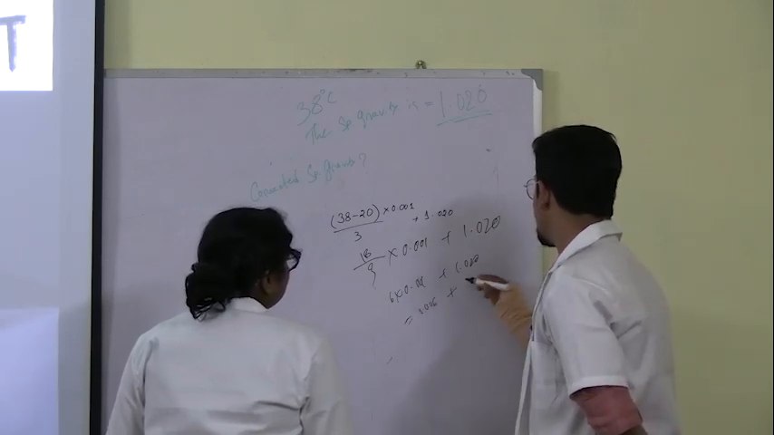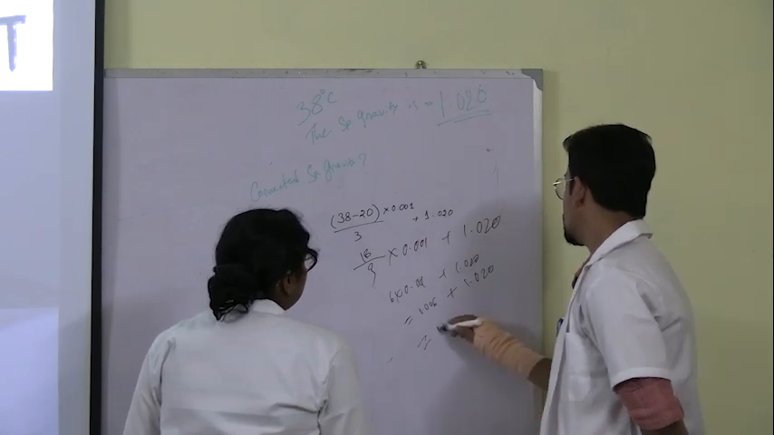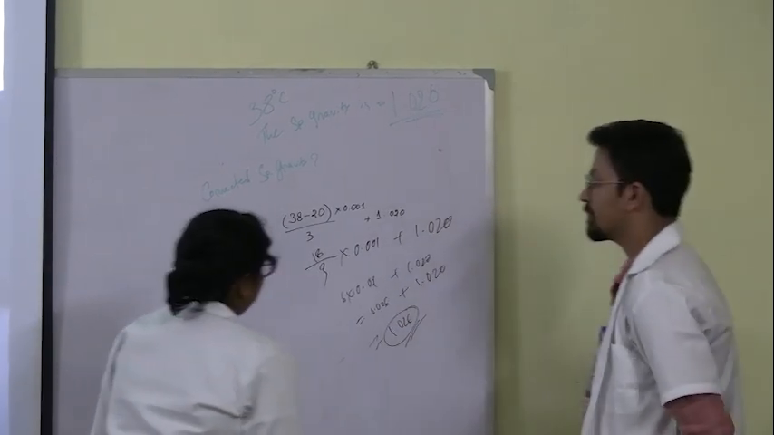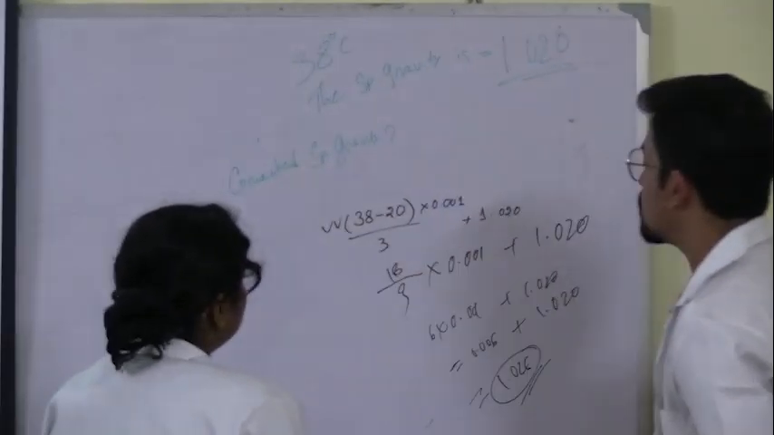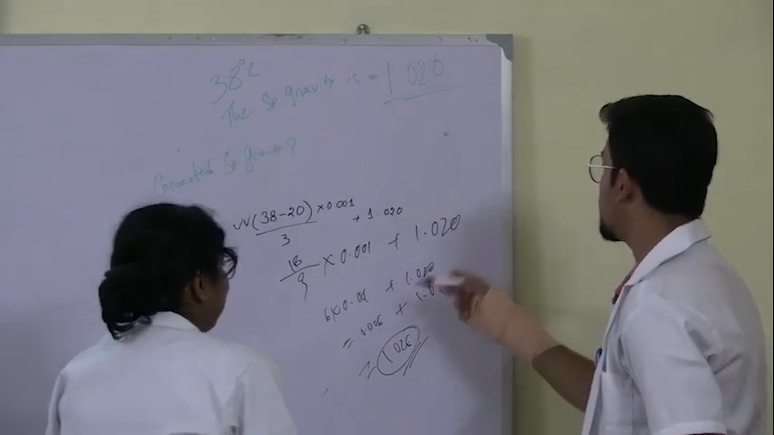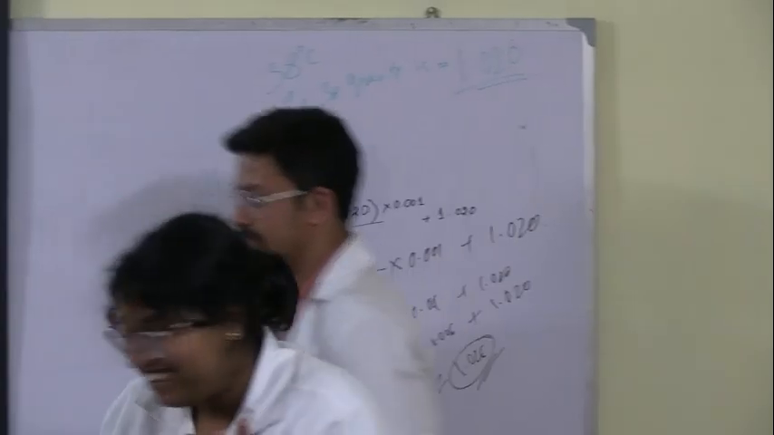0.006. Please bear with my handwriting, it's too bad. Okay. How much does it come? 1.026. So this is the corrected value. Fine. So this much is important. If you make it, then the rest of the things are class 1 mathematics. You divide it, minus it, divide it, multiply it, then plus it. Finished. Fine, go. Next, somebody else come.